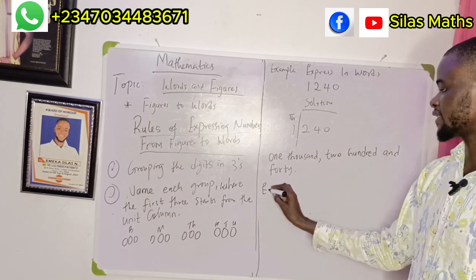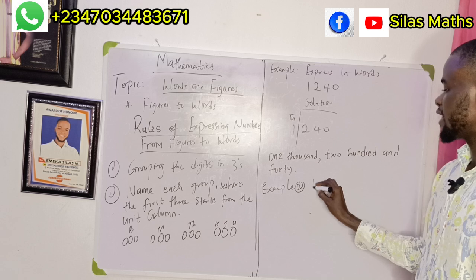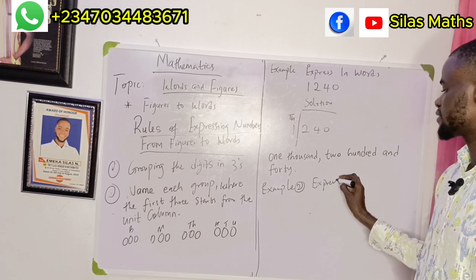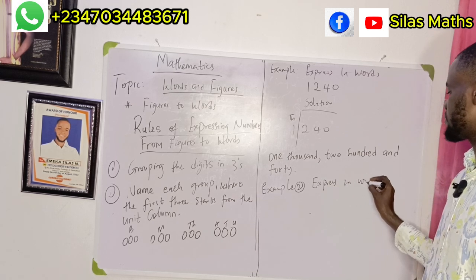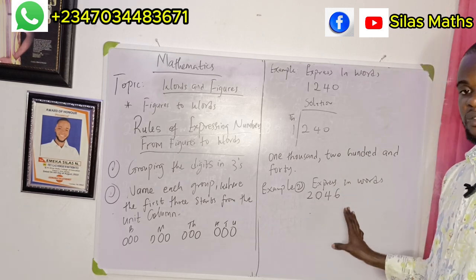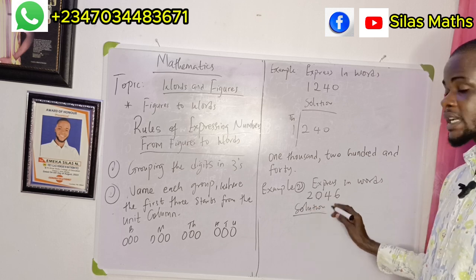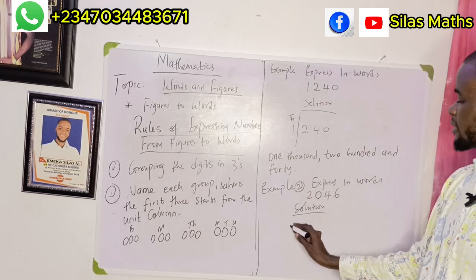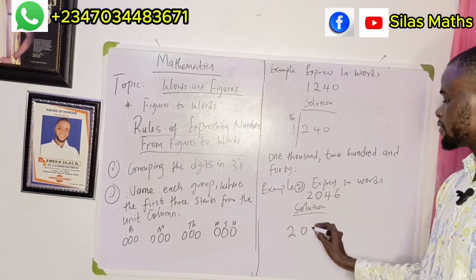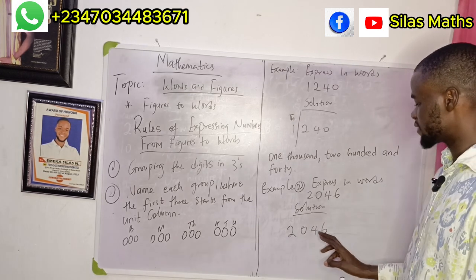Example 2. Let's take another example. Express in words. Alright, let's consider this one. We want to express this in words. The same thing we did while solving the first one, that's what we're going to do here. So we'll write out the number first. This is 2046. So we group them in threes by counting 1, 2, 3.